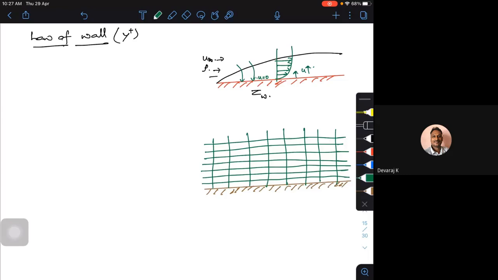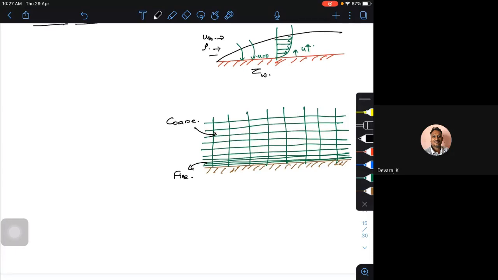Now, whether I want to create a fine mesh here, what I'm going to do is create one more mesh here. This is the fine mesh that I'm going to create, and this may be a coarse mesh. Now why do you want it to be this fine near the wall?